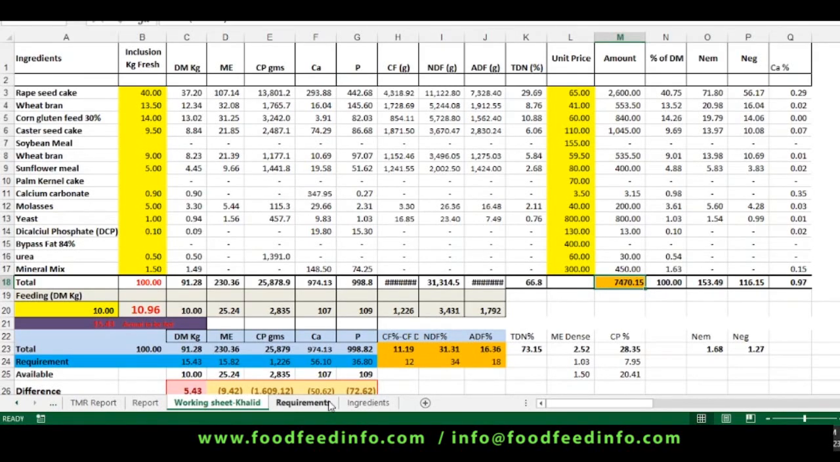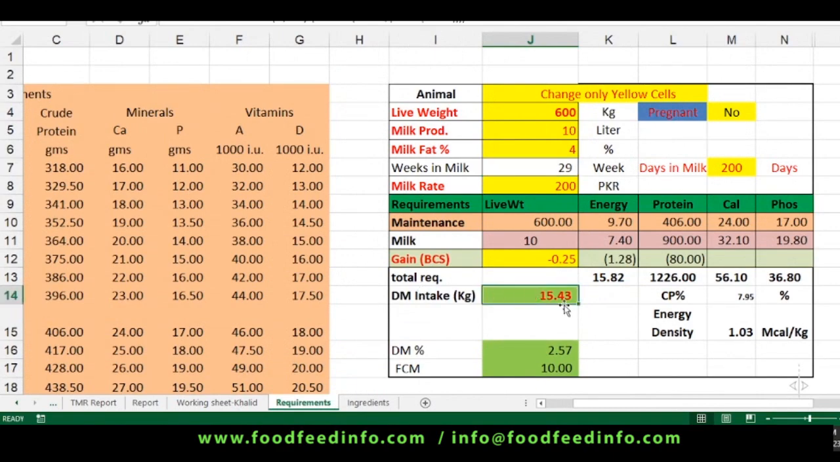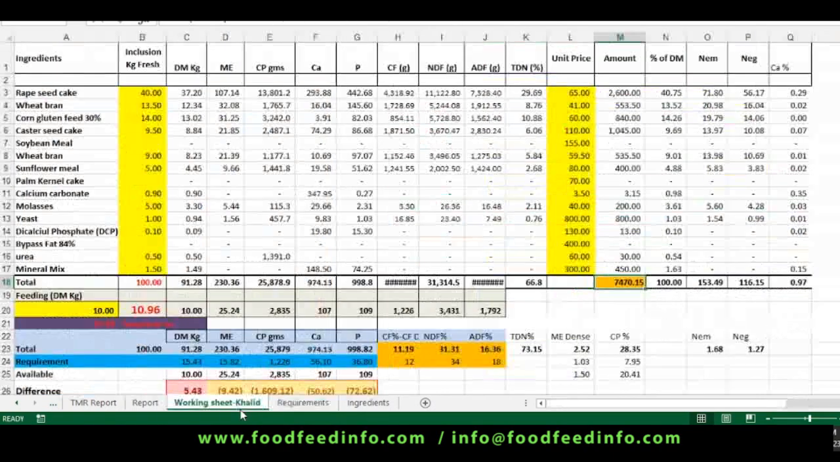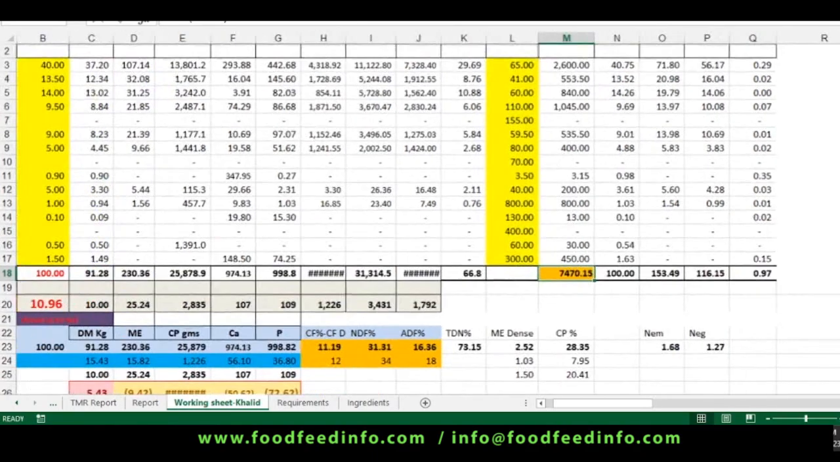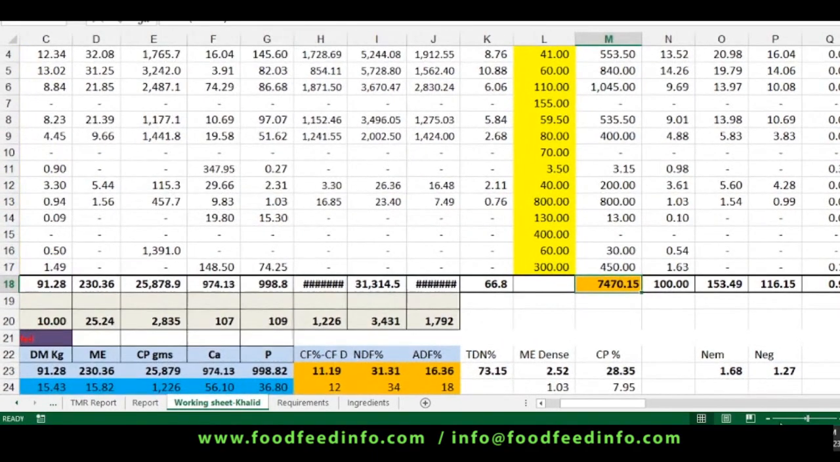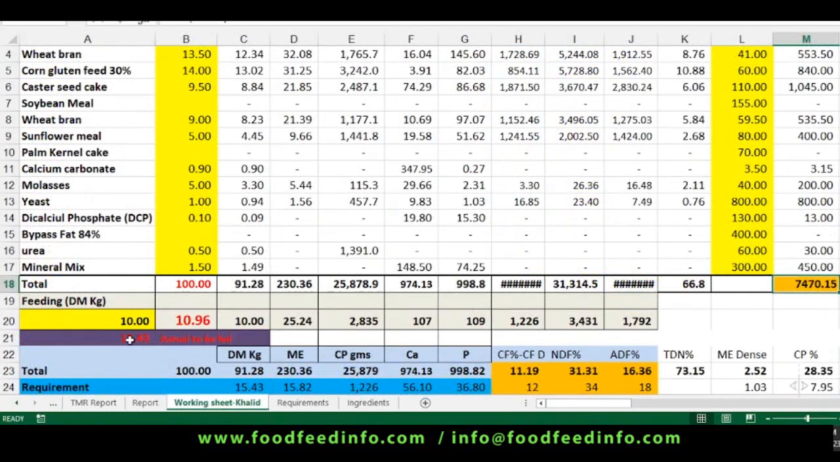So if you look at the requirement sheet, here is the dry matter intake, 15.43. So it means this animal would be able to eat, or their intake can go up to, 15.43. This value is automatically listed over here. This is the actual amount to be fed to the animal.